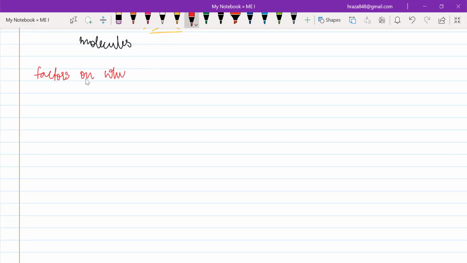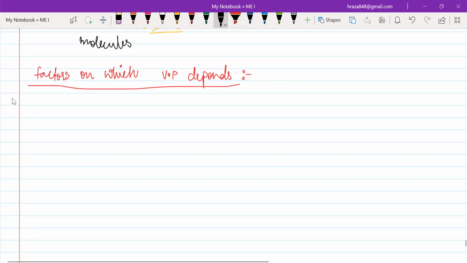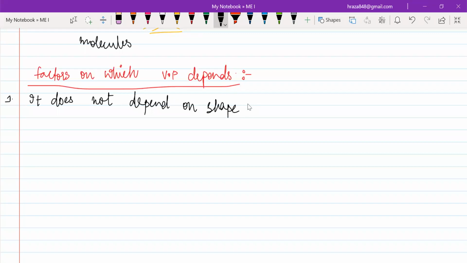Now see, factors on which vapor pressure depends. The first one is it does not depend on shape or size of container. If you are going to boil water in a cylindrical container, it will boil at 100 degrees centigrade. If you are going to take a conical container, it will boil at 100 degrees centigrade. It doesn't depend upon shape and size.